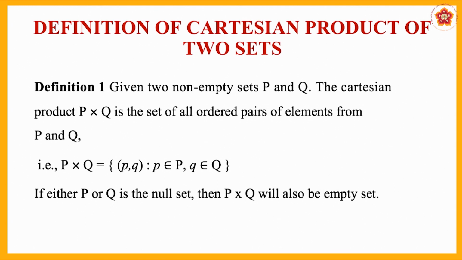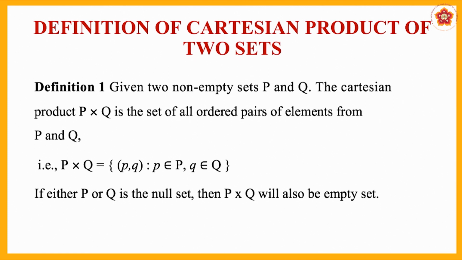ordered pairs. Take for example, let us say P is equal to {1, 2}, and let us say Q equal to {2, 3, 4}. So, what is P cross Q? It is (1, 2), (1, 3), (1, 4), (2, 2), (2, 3), (2, 4). Whereas, if you have to find Q cross P, it is going to be (2, 1), (2, 2), (3, 1), (3, 2), (4, 1), (4, 2).